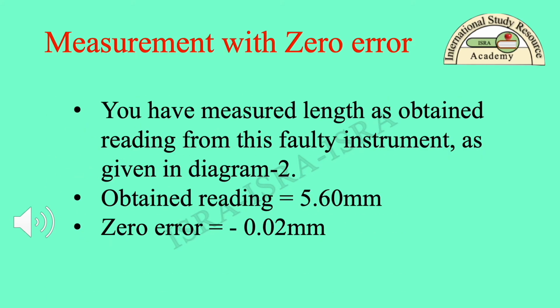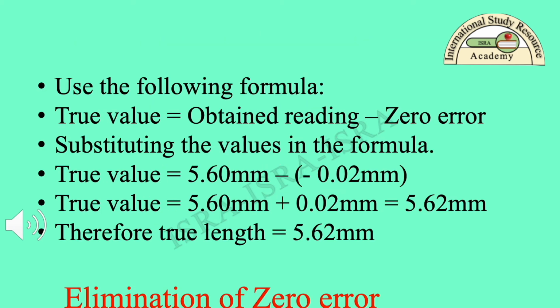Measurement with zero error. You have measured length as obtained reading from this faulty instrument as given in diagram 2. Obtained reading is equal to 5.60 mm. Similarly, you have measured negative zero error of this faulty instrument when its jaws are fully closed. The zero error measured is equal to minus 0.02 mm.